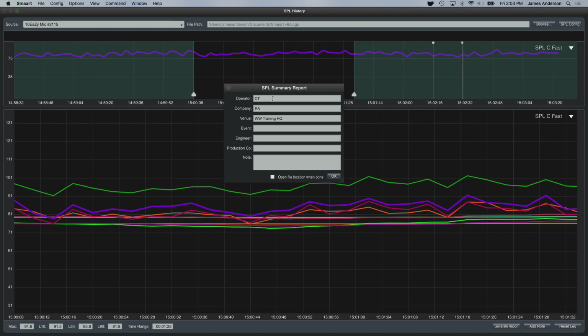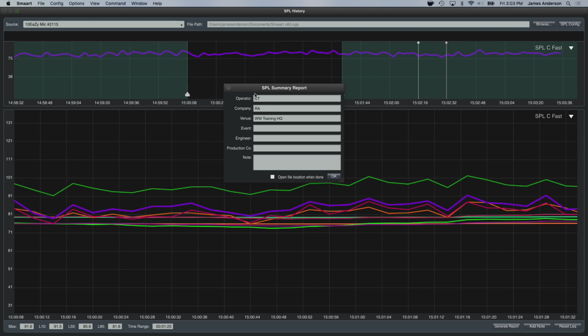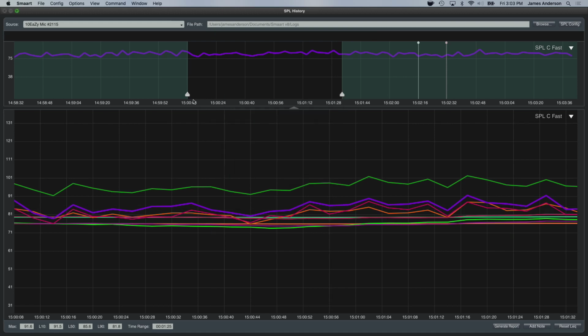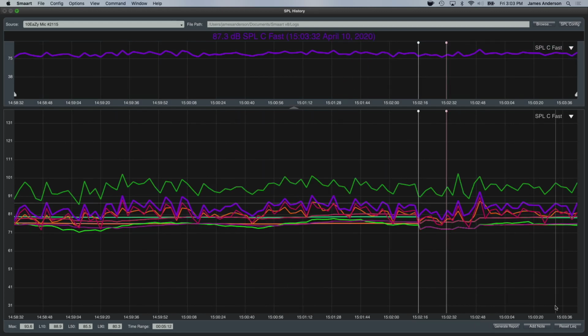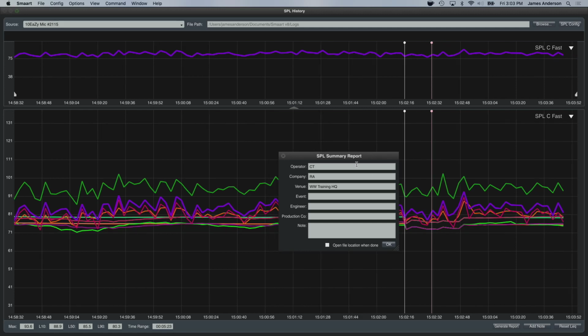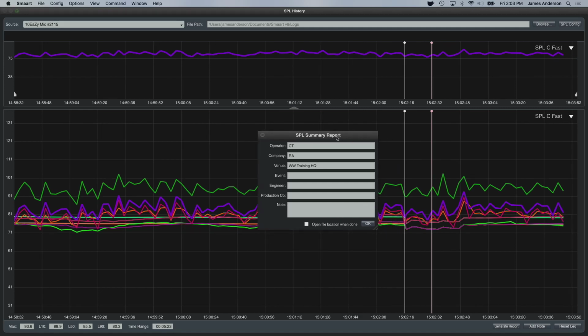And so this is going to create a page that can be printed out or sent to a production manager or whoever need be, with the information that you fill in here, any notes, as well as the max values for everything in this log file. If I take the widgets and go back to the full time range and then generate the report, it's going to generate that same report, but based on the entire log file.